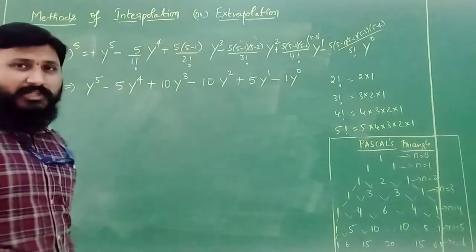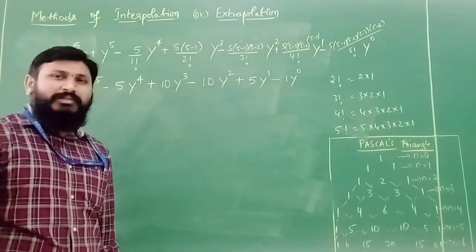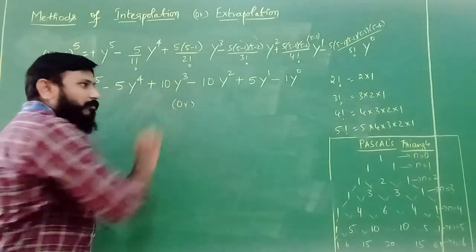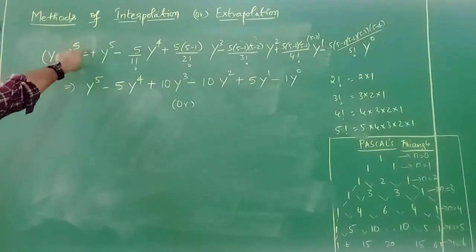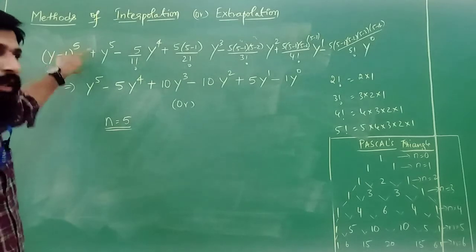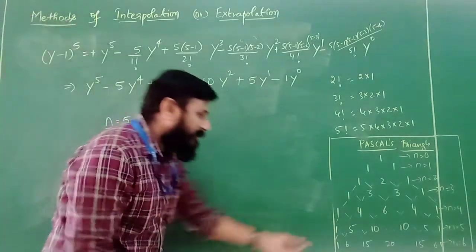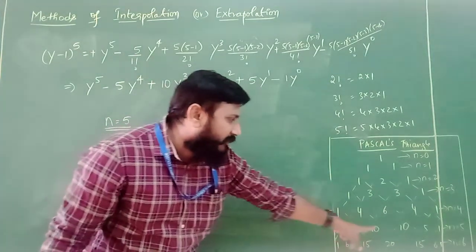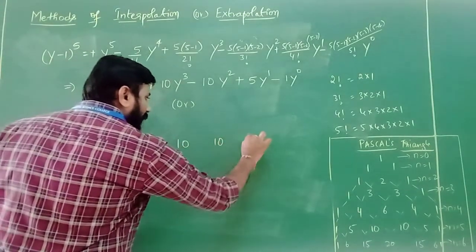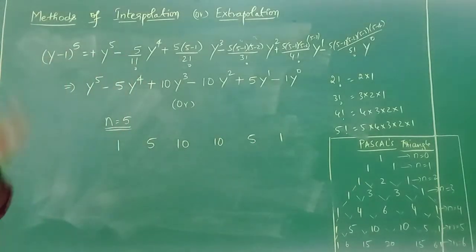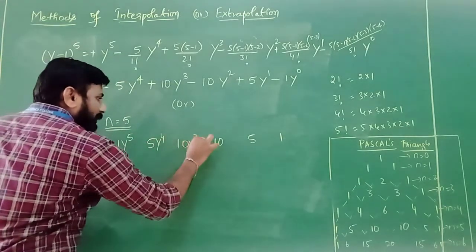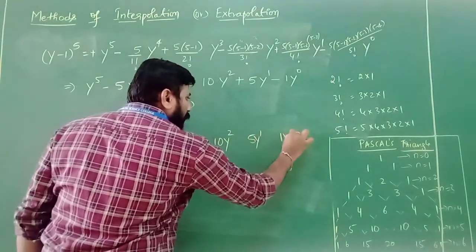But this is a lengthy process, using the formula and all, right? Now there is a simple technique which I am going to discuss, using Pascal's triangle. Look here now. (y minus 1) whole power 5 is given. Whole power 5 means you take n equals 5. Which is the fifth line according to Pascal's triangle? Just see the fifth line. What is the fifth line? 1 5 10 10 5 1. So write that first: 1 5 10 10 5 1. Clear? How I have written the expansion? And then y5, y4, y3, y2, y1, y0.